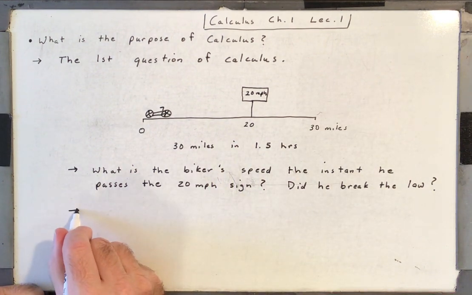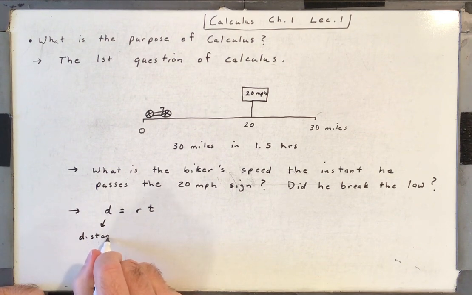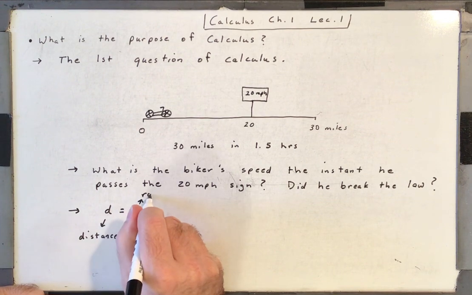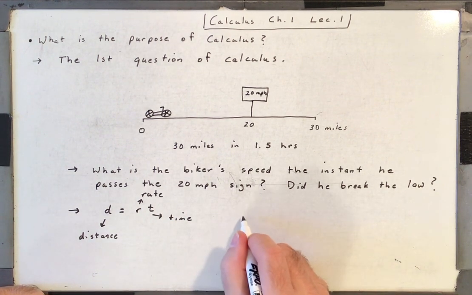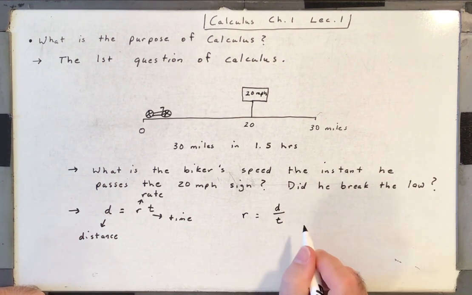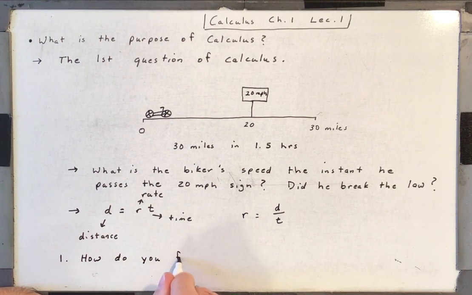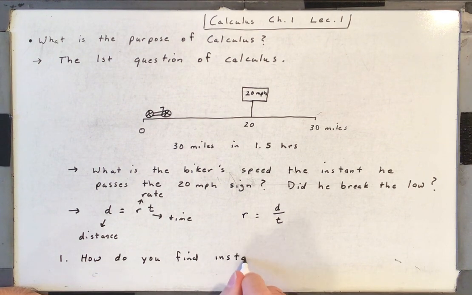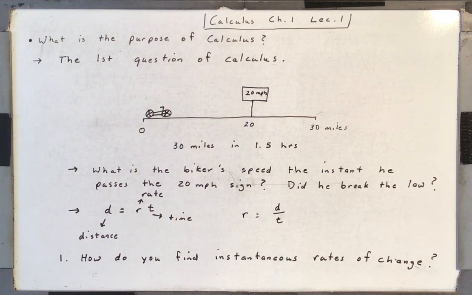Okay, so you might remember this equation from pre-cal. Distance equals rate times time. All right, and to get the rate, we would do distance over time. Okay, so the first question of calculus officially is, how do you find instantaneous rates of change? Okay, so that's the first question of calculus.